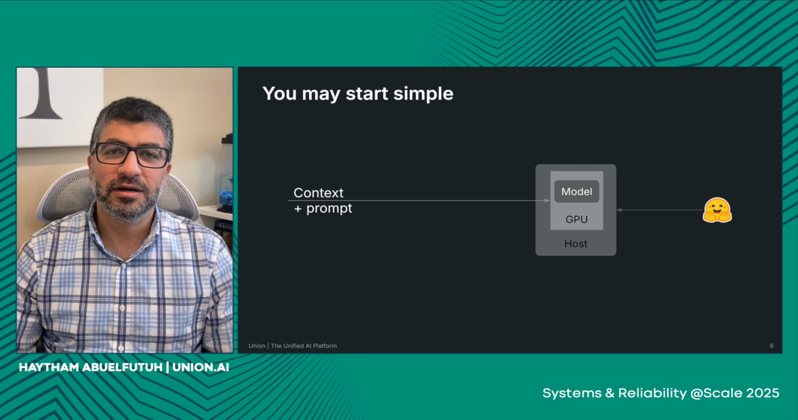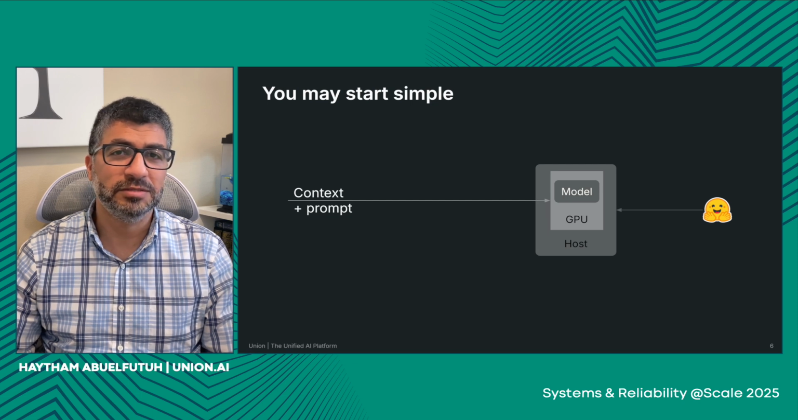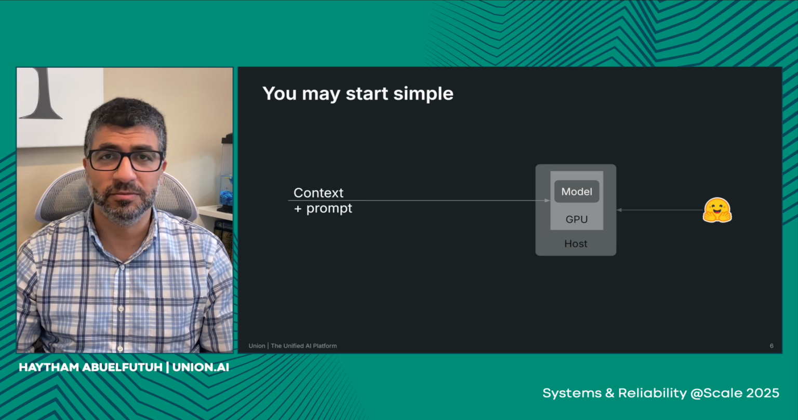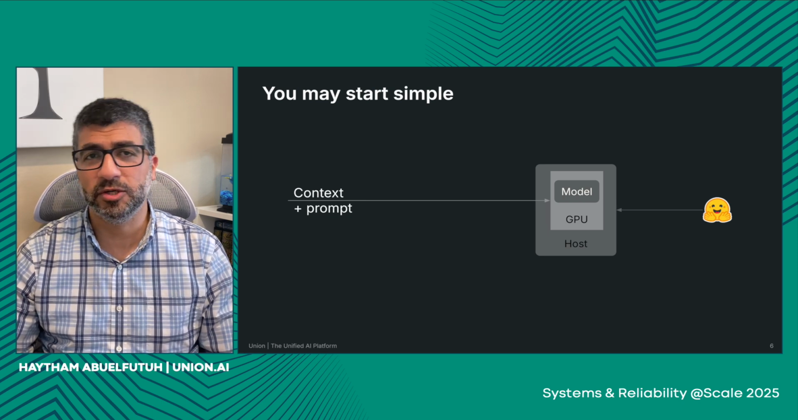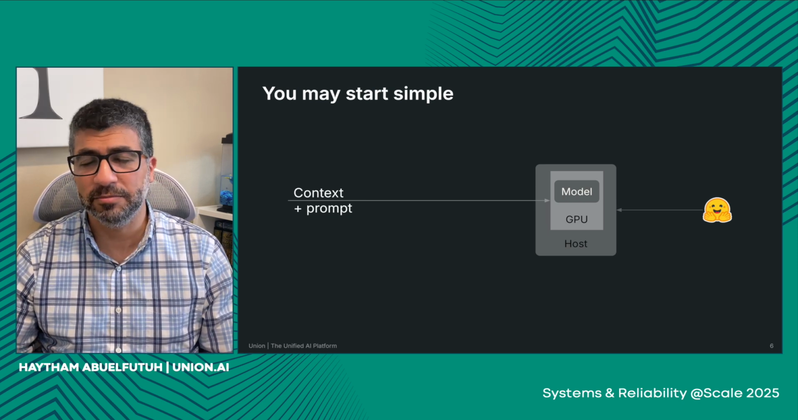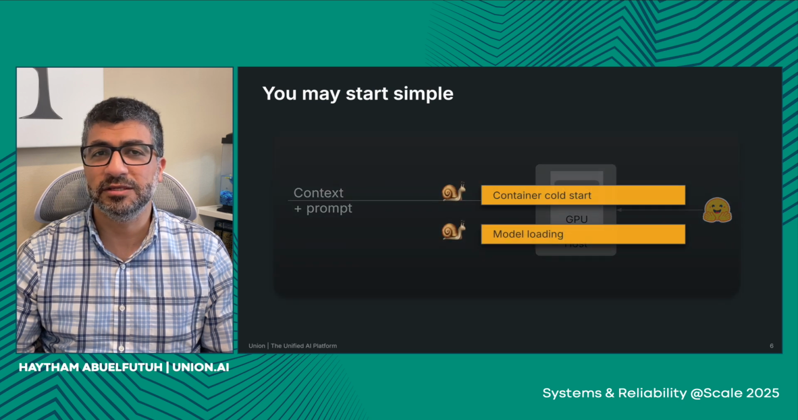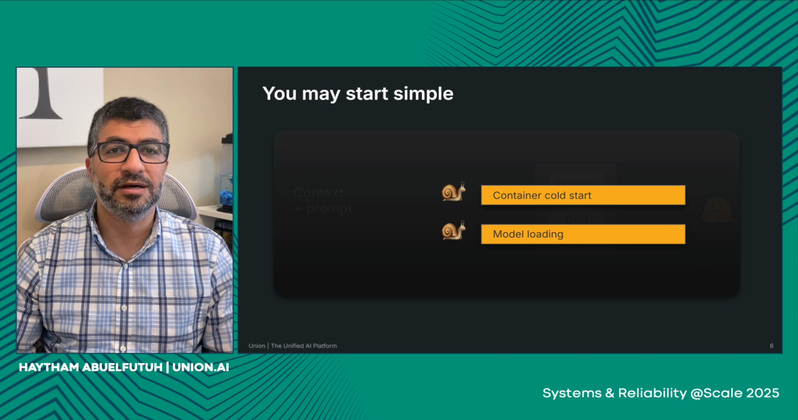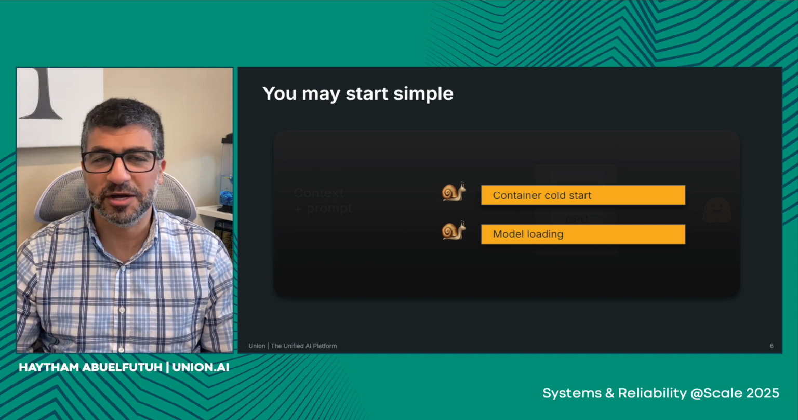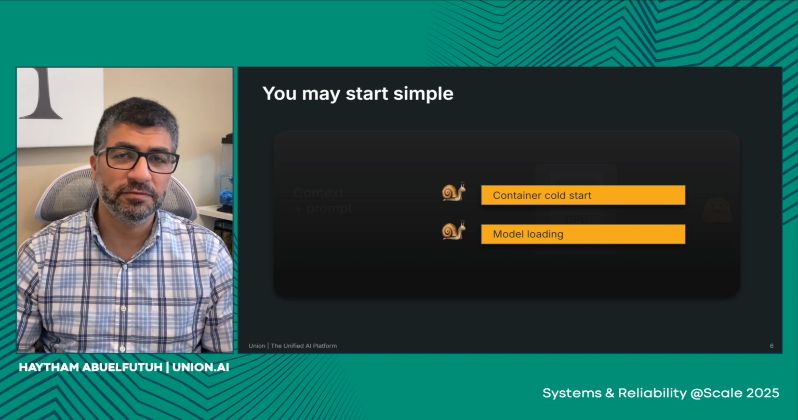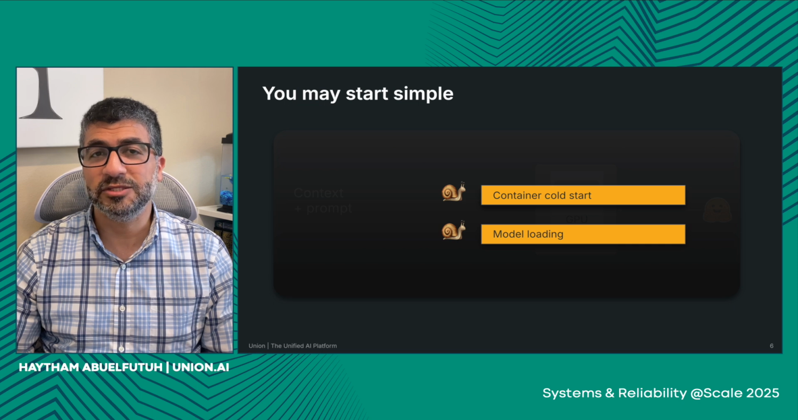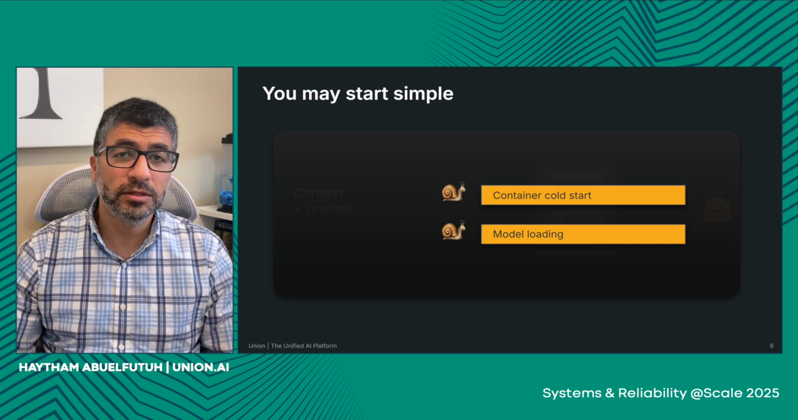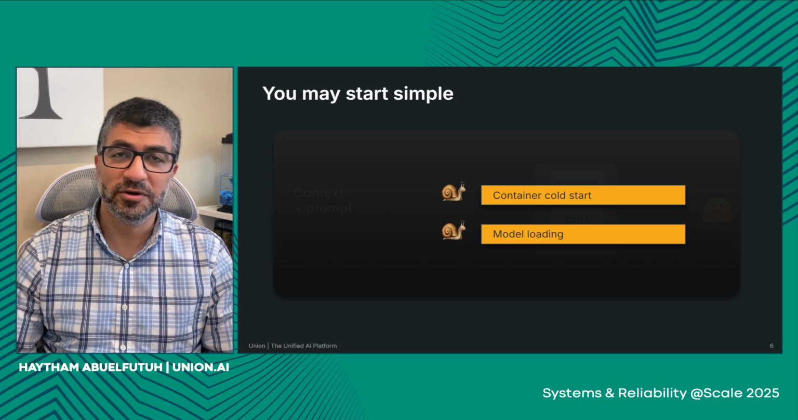Then you will probably optimize this by running a scale to zero solution, right? We're not using the model, scale it to zero. When I start hitting it, scale it back up. And very quickly, you will run into these two crucial problems. They're usability problems, they're production problems. First of all, getting to a running container is slow. And getting the model on that container is even slower.